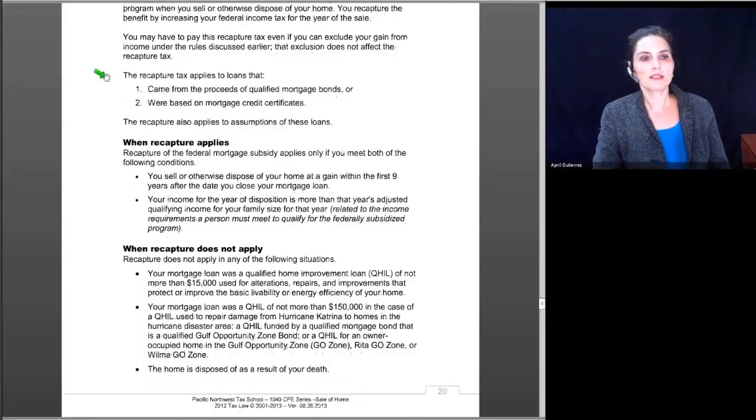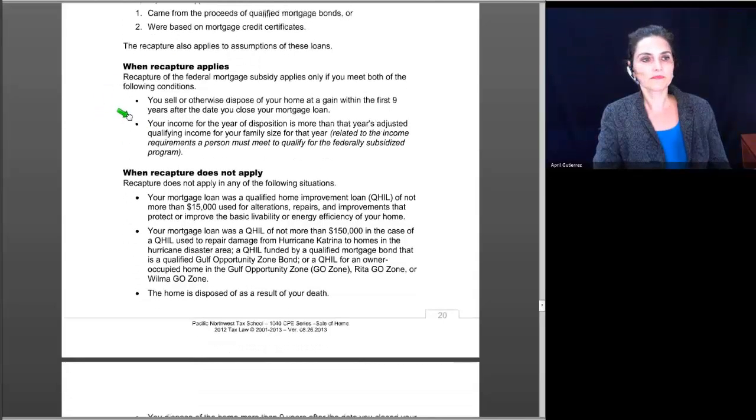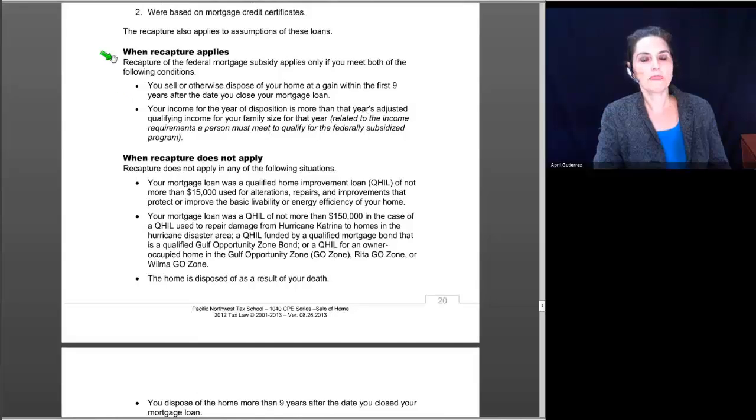The recapture tax applies to loans that come from proceeds of qualified mortgage bonds or were based on mortgage credit certificates. The recapture also applies to assumptions of these loans. So when does the recapture apply? Recapture of the federal mortgage subsidy applies only if you meet both of the following conditions.